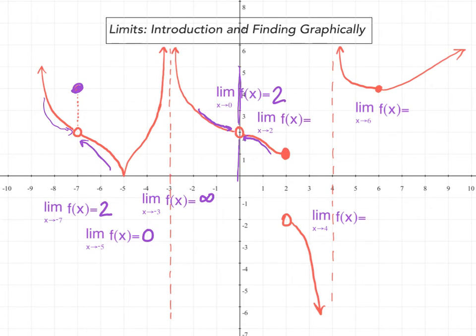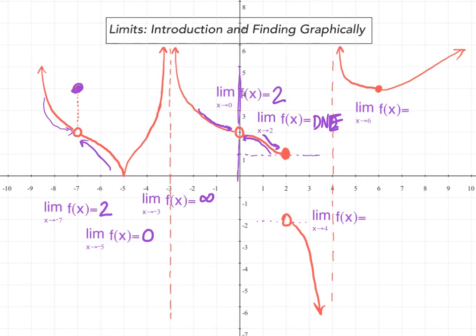So x approaches 2 is my next one. Now here's a jump. As I approach 2 from the left, my height is approaching 1 right here. I'm on the level of 1. But on the other side of x equals 2, I'm down here at -2. I have a jump, so I have a DNE. Does not exist. Limits don't exist at jumps.